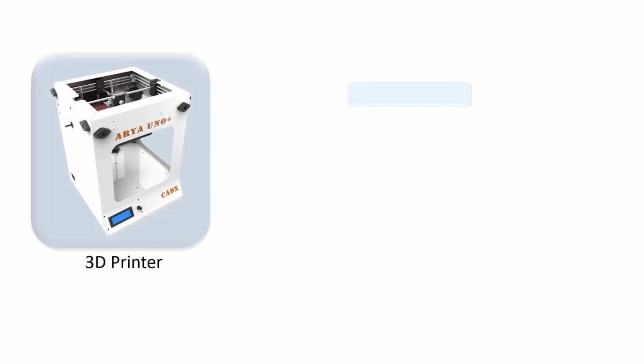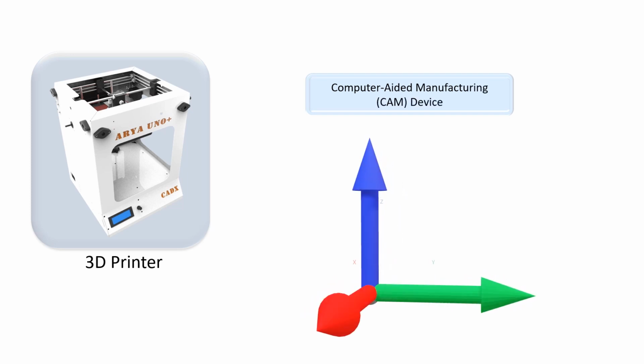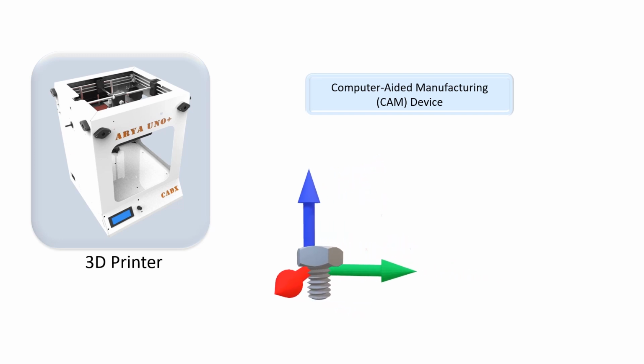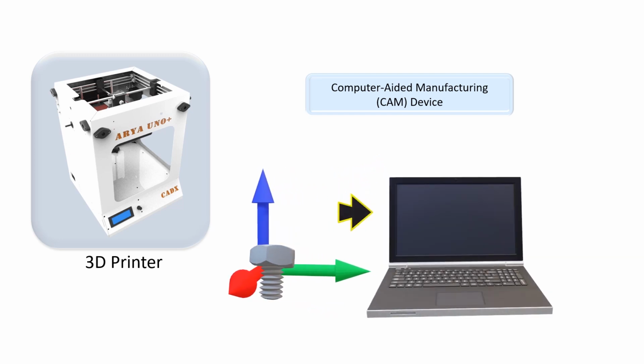A 3D printer is a computer-aided manufacturing device that creates three-dimensional objects. The 3D printer receives digital data from a computer as input. However, instead of printing the output on paper, a 3D printer builds a three-dimensional model out of a custom material.